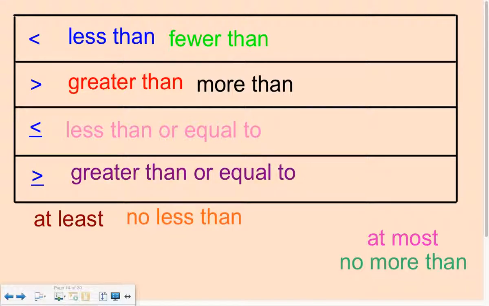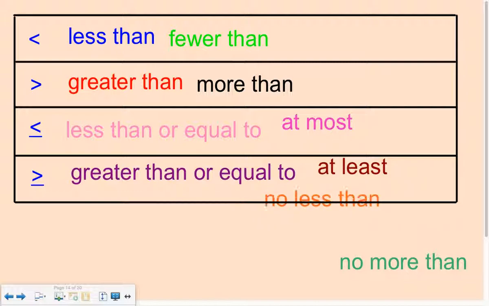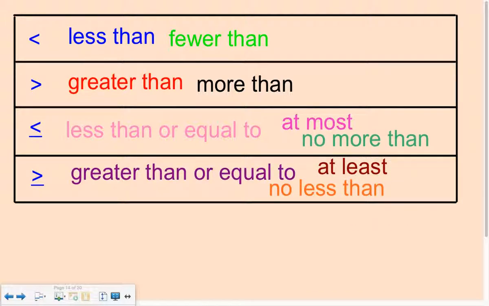At least, if I have at least $5, that means I have $5 or more, so greater than or equal to. If I have at most $5, that means I have $5 or less, so less than or equal to. If I have no less than $5, that means I have $5 or more, so greater than or equal to. And if I have no more than $5, I have $5 or less, so less than or equal to.